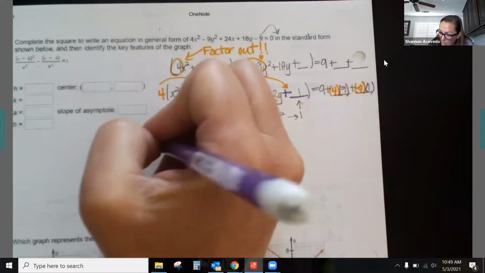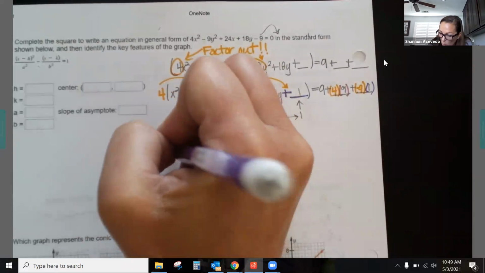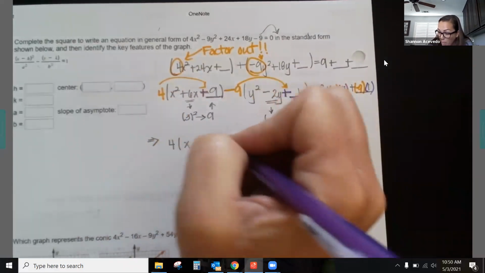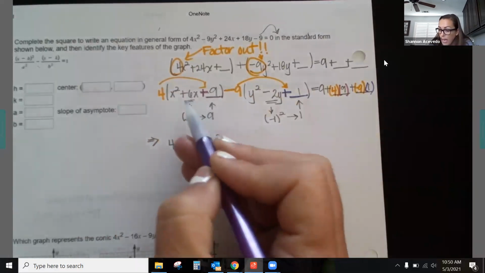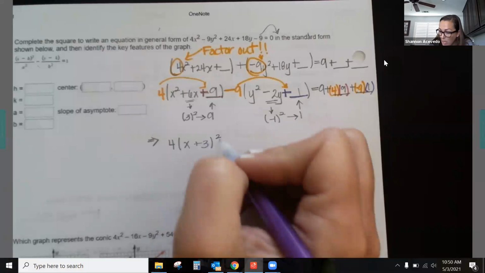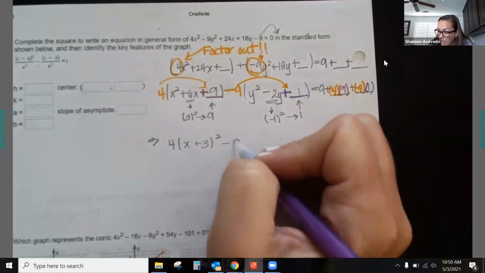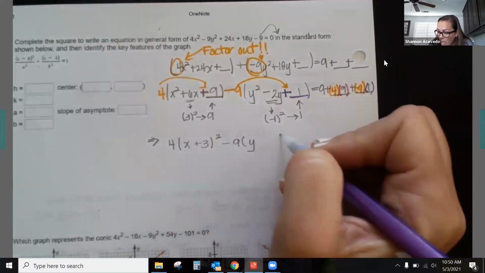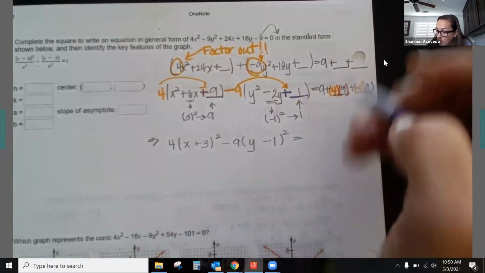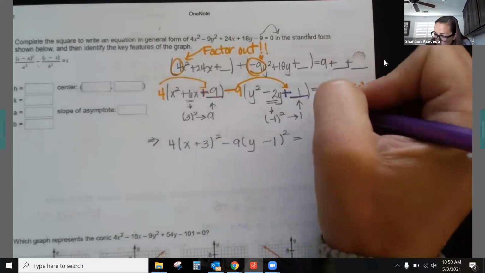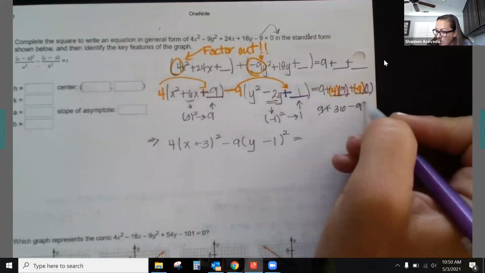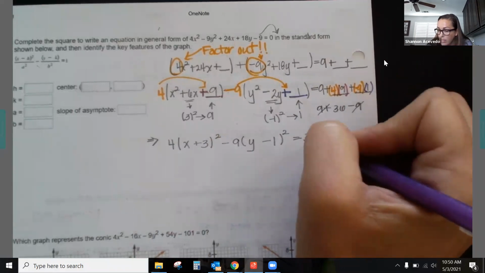Now I could write this as a perfect square, so it's going to be 4. Whatever's being squared here, remember, goes with my perfect square. So it's going to be an x because it's an x. What's being squared is a positive 3, so plus 3. This is minus 9y, and it's going to be negative 1 that's being squared, so minus 1 is equal to, this is 9 plus, this is a 36 minus 9. So those cancel out, so this is just going to be 36.